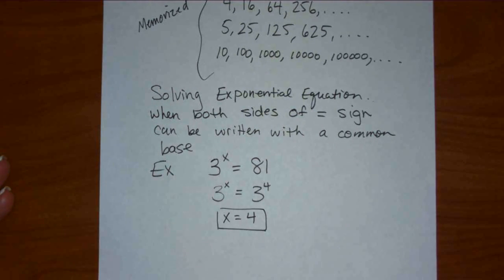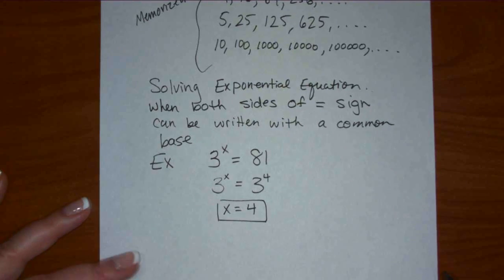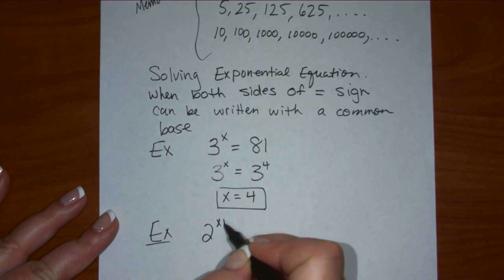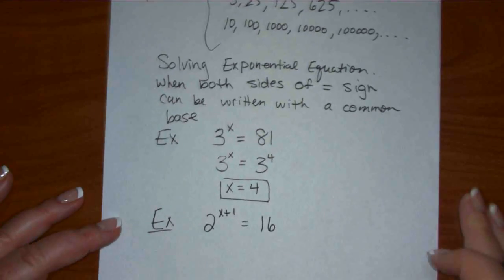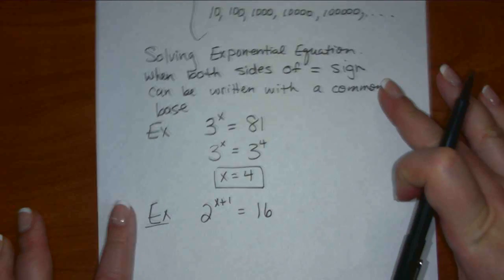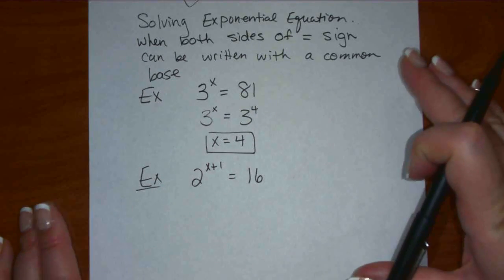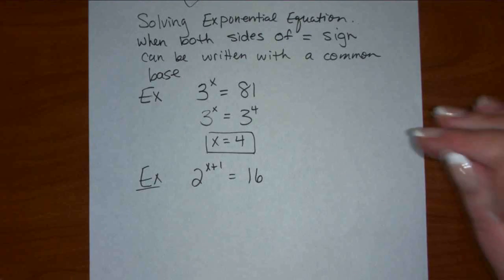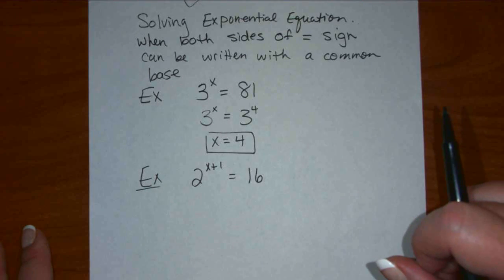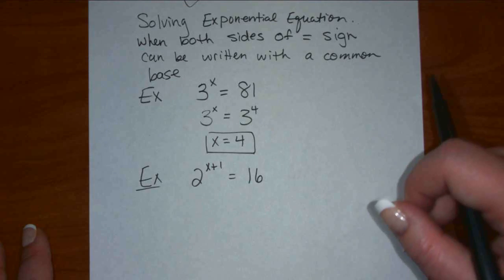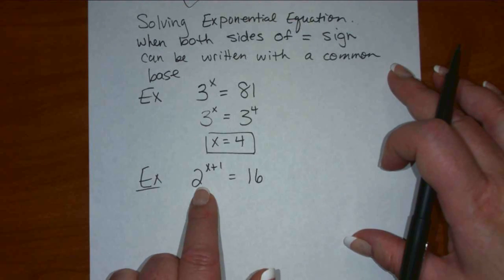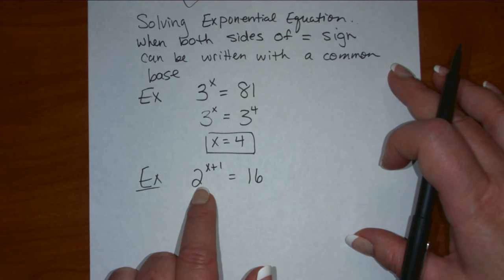I can make these ones that work nice a little more complicated, though. So what would a little more complicated be? 2 to the x plus 1 equals 16. So you see an equation with an exponential in it, and your question is, can I write both sides with the same base? That's question 1. Remember I talked about the words you need to have in your head? So you say, can 16 be written as a power of 2? Is 16 a power of 2? And which power is it?